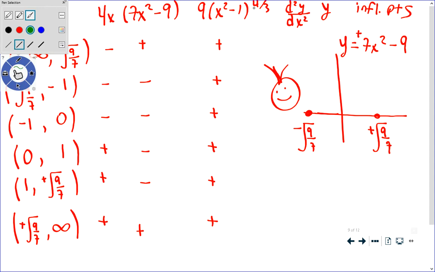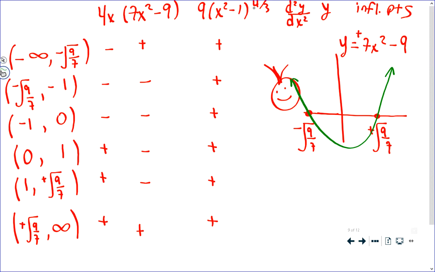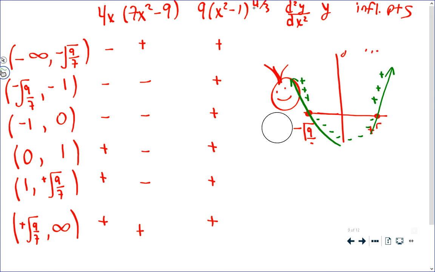If I were to sketch y equals 7x squared minus 9, it would look like this, which tells me that everywhere to the left of negative root 9/7 for x, the function is positive. And everywhere to the right of the square root of 9/7, the function is positive. And everywhere in between, the function is negative. So there are certain tricks you can use here to fill out the chart. Now let's take a look at what that tells us about the derivative.